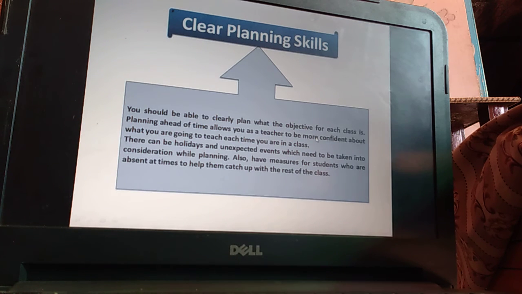Clear up your planning skills. You should be able to clearly plan what your objective for the class is. Planning ahead allows you, as a teacher, to be more confident about what you are going to teach at a time in class. There can be holidays and unexpected events, which need to be taken into consideration while planning. Also, you have to consider students who are absent at a time, in order to catch up on what the rest of the class has done.